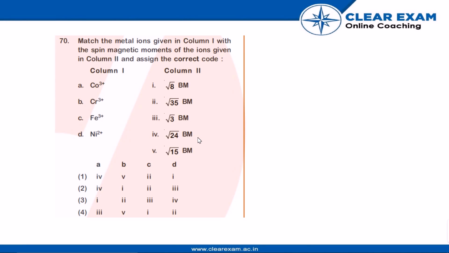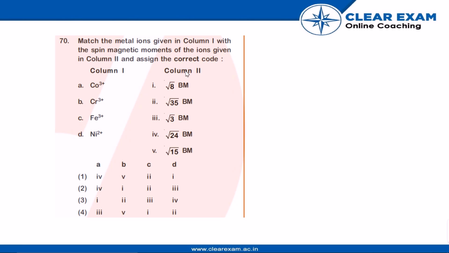So the 70th question is: match the metal ions given in column 1 with the spin magnetic moments of ions given in column 2. Assign the correct code. So we have to match the metal ions in column 1 to column 2, which is the magnetic spin moments of ions. So we have to match these.